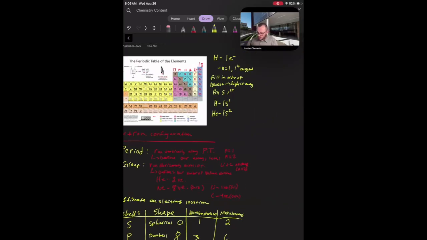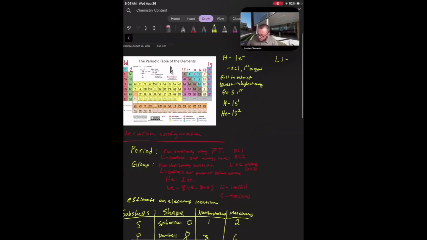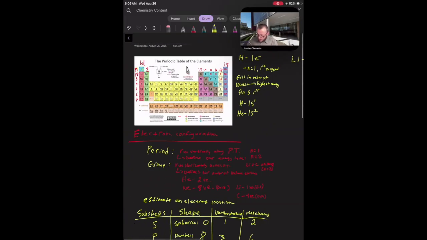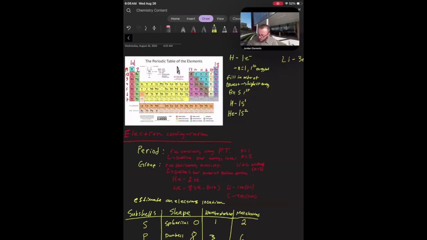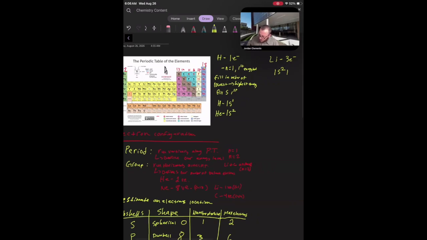And let's look at lithium. Lithium has 1, 2, 3 electrons. And so we fill the 1s2, and then we say 2s1. And that's going to be our electron configuration.